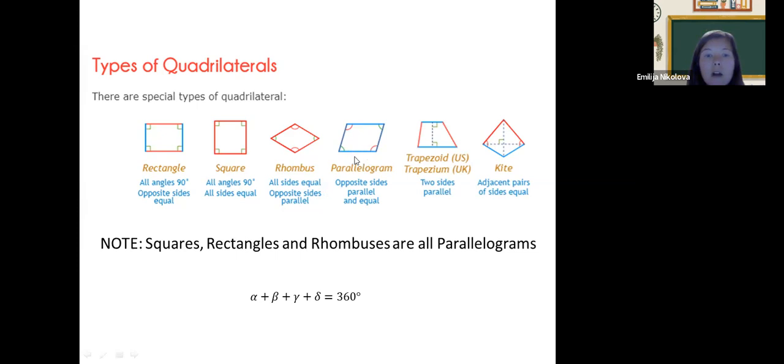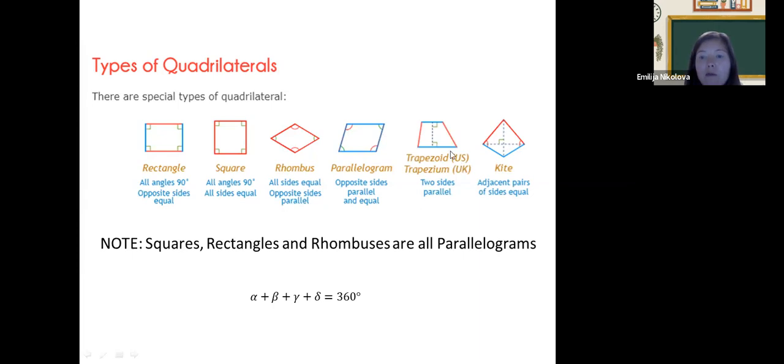From the parallelogram comes the rectangle. The rectangle is a parallelogram that has angles of 90 degrees and opposite equal sides. Then we have the square, which is also a parallelogram with angles of 90 degrees and all sides equal. Then we have the rhombus. It has all sides equal and opposite sides parallel. The rhombus and square are different because in a rhombus the angles are not 90 degrees. The opposite angles are the same, as in a parallelogram.